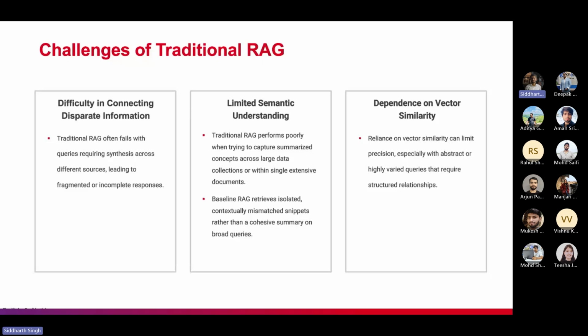Finally, traditional RAG relies heavily on vector similarity. While it's useful for simpler cases, it may miss the mark for abstract or complex queries that need more structure and context. This focus on vector similarity can sometimes lead to context mismatch, limiting the quality of the response. These challenges show us why more advanced methods like integrating RAG with knowledge graphs are needed to deliver deeper and more accurate responses.